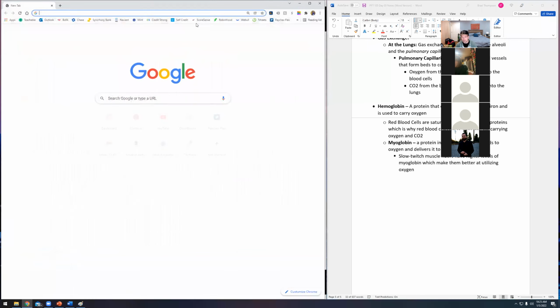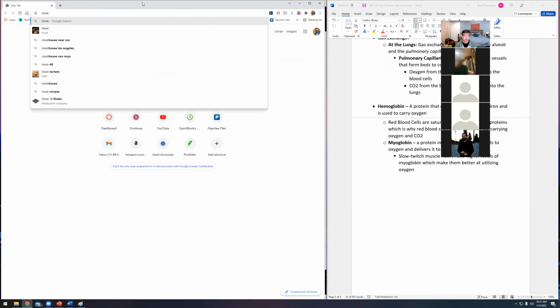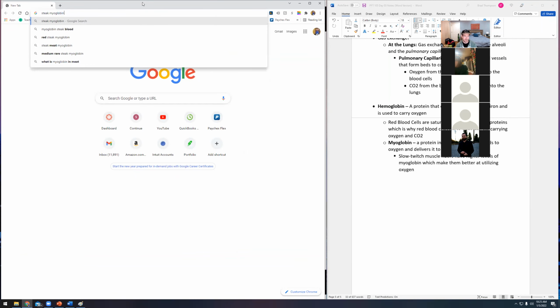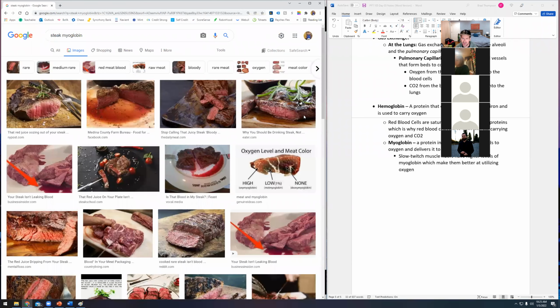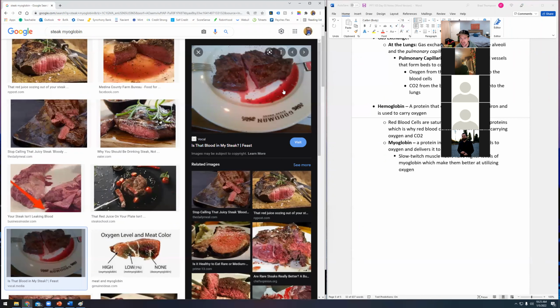When you buy a steak and it's got that little bit of red juice coming out of it, a lot of people are like, oh God, that's a bloody steak, right? They see all this stuff and it's like, that's a bloody steak. Actually, no, it's not. When they butcher an animal, they drain it of all of its blood. There's no blood left in it.